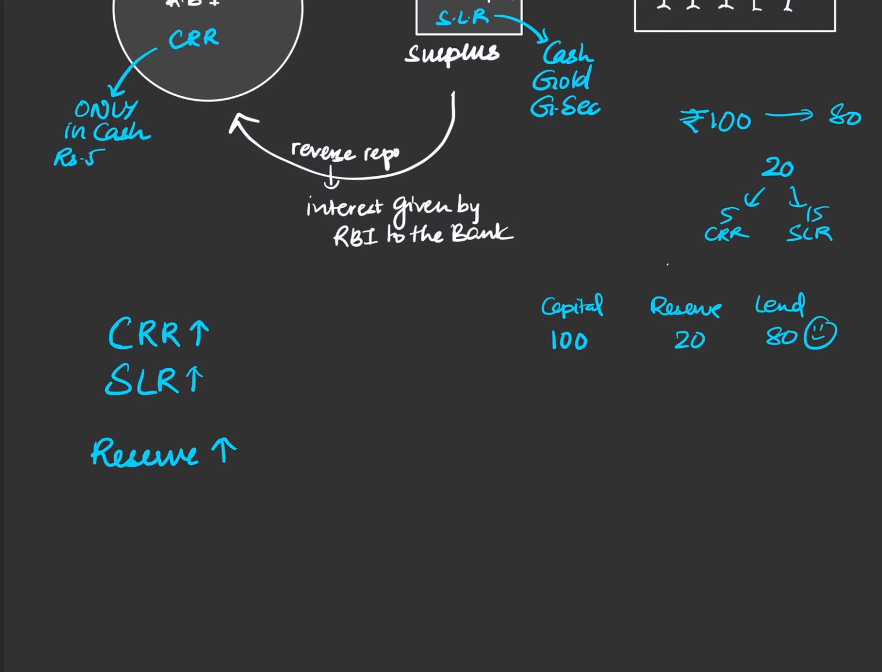But let's say the reserve increases. The capital is 100, the reserve becomes 50. Now the bank can only lend 50. Doesn't this mean that credit creation is decreasing? Less credit is being created because the reserve is too high, and that leads to a decrease in money supply. When credit is low, there's a decrease in money supply.